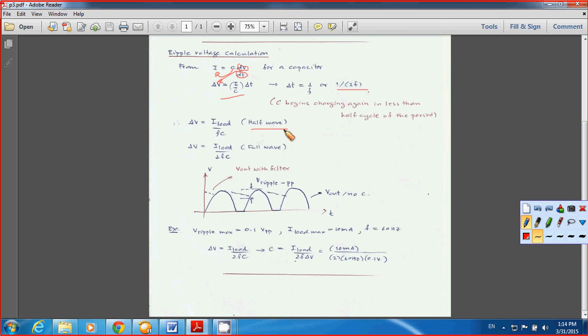And this is for the half wave here. You bring up the delta V, so delta T you approximate to be 1 over F for half wave, but for full wave you represent delta T equal to 1 over 2F, so you end up with delta V equal to this equation here.